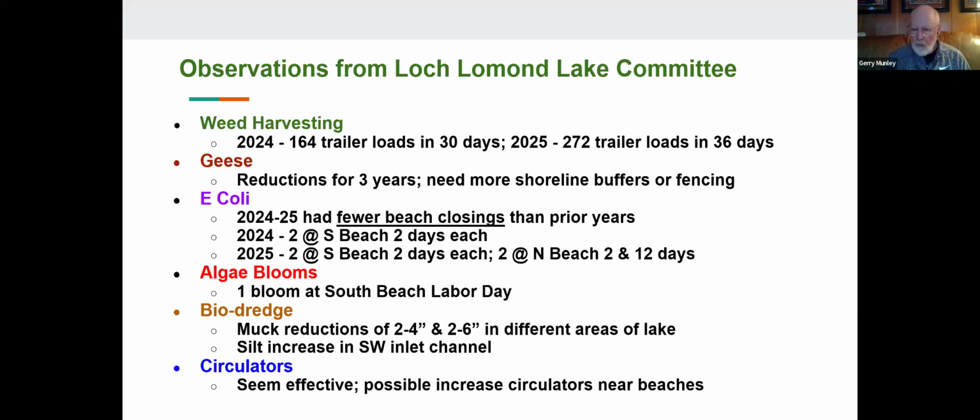Biodredging seems to be working, but we don't have clear numbers. But we still have silt in one of our southwest inlets. And that's something that we'd like to work on. And then the thought of using more circulators has been suggested.